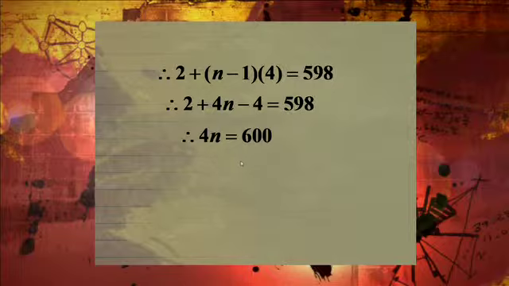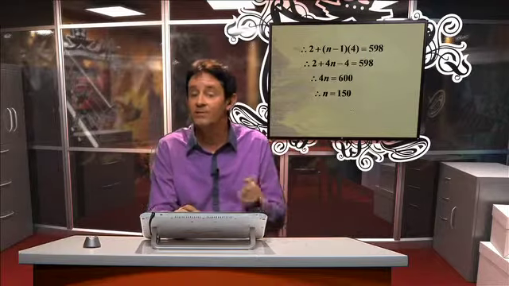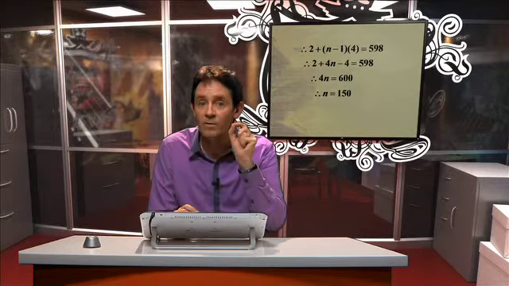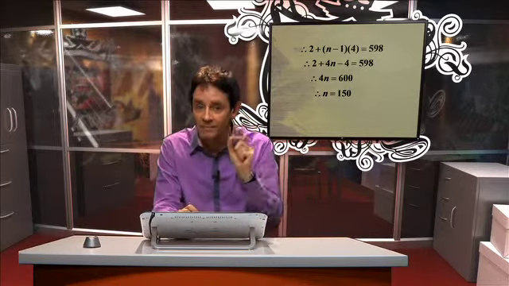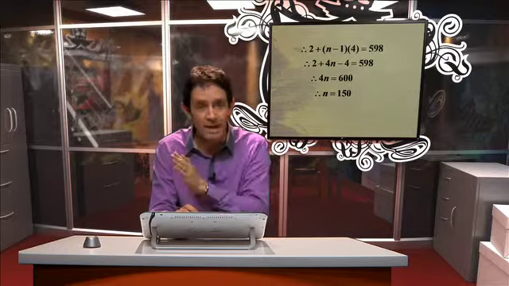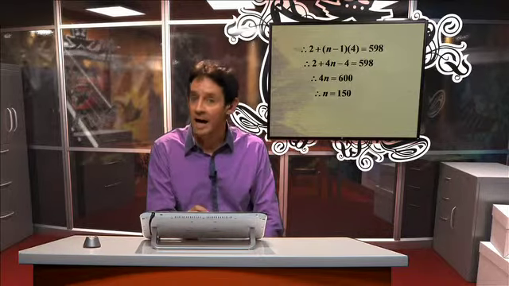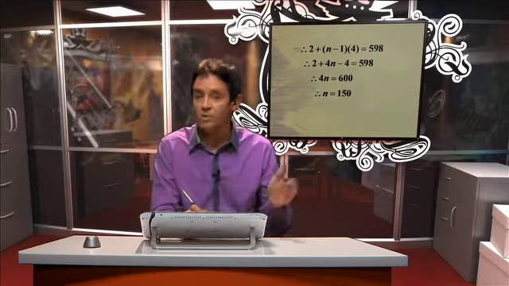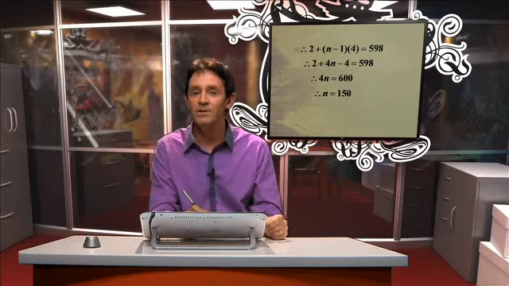Well, let's divide both sides by 4. 600 divided by 4 gives me 150. So n equals 150. What does it tell us? It's the number of terms. There are 150 terms that you want to add up. 598 is the 150th term. So we're adding up 150 terms.